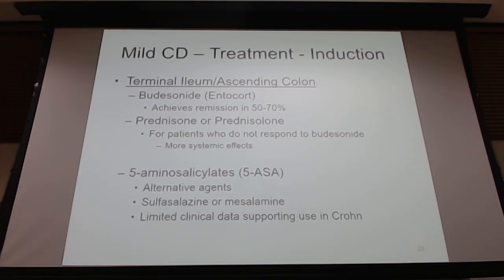It's going to be on the test. It's probably going to be, what is my first line treatment for that? And right there, we are going to reach for budesonide. So 50 to 70%, and then we can potentially reach for prednisone or prednisolone. People that don't respond to that, this is going to be our secondary medication. But realize that's more systemic effects. We don't like putting people on steroids for long periods of time.